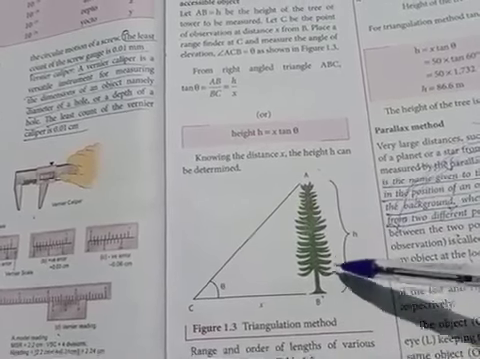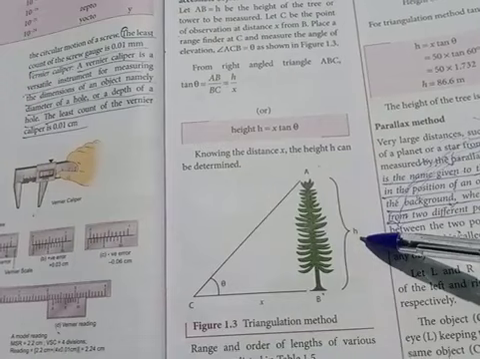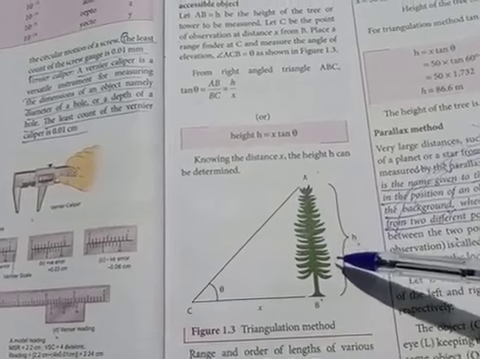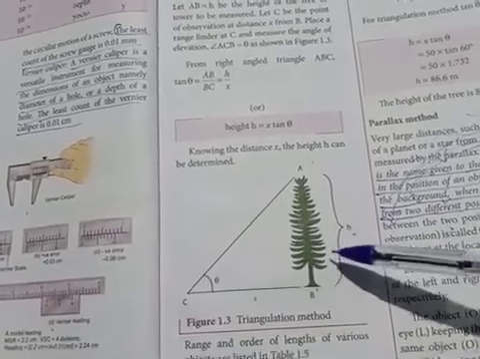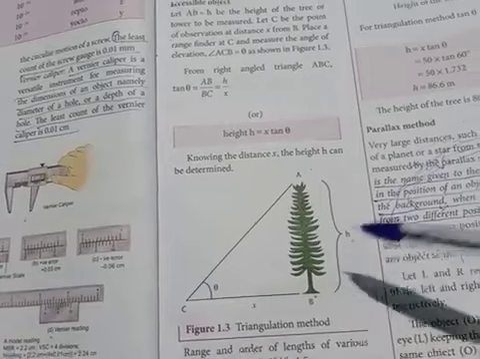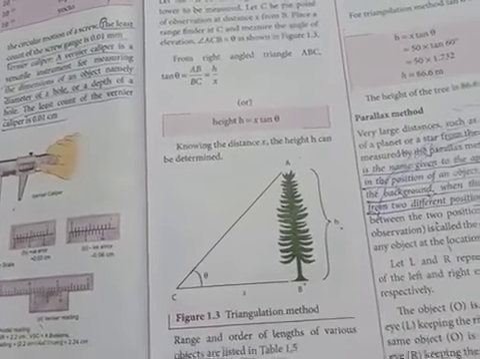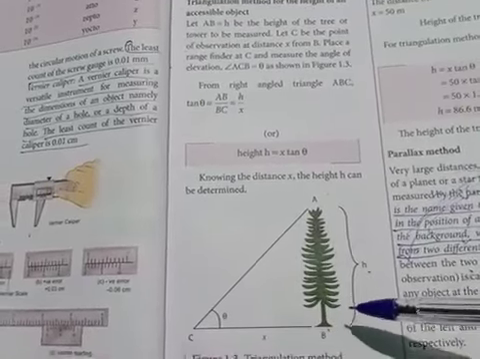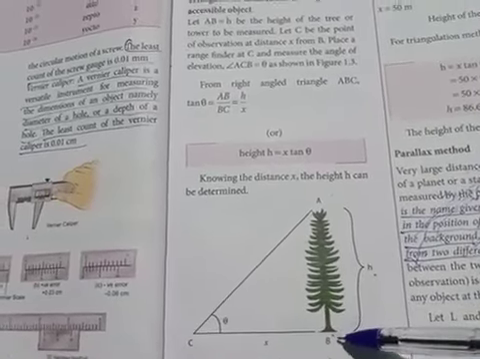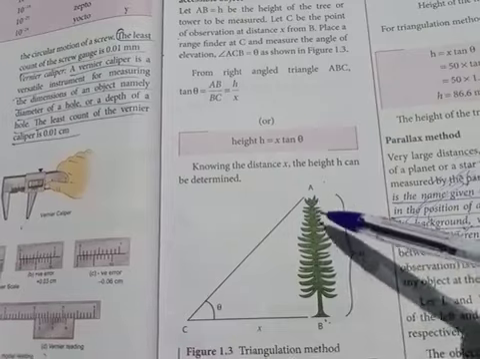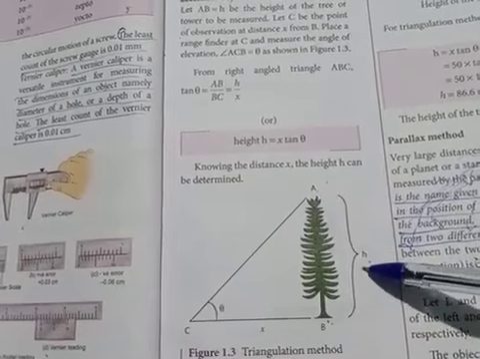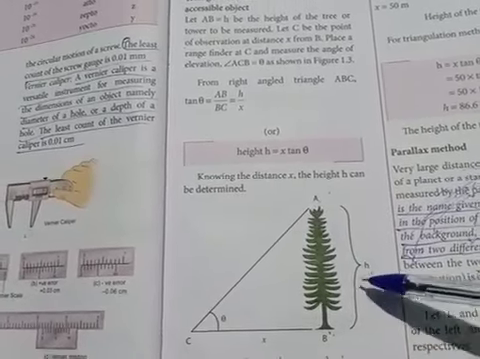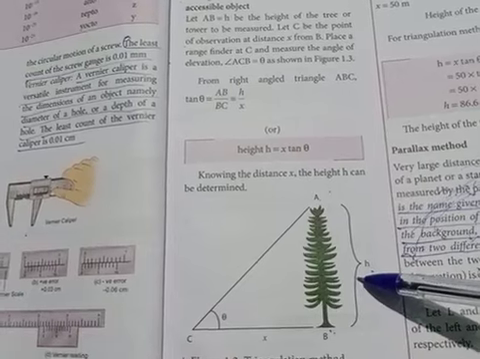So AB is equal to H. That is the height of the tree or tower to be measured. Suppose you want to measure the height of a tower or a tree. First, you have to consider the height of that object as H. That is what is taken here: AB is equal to H.